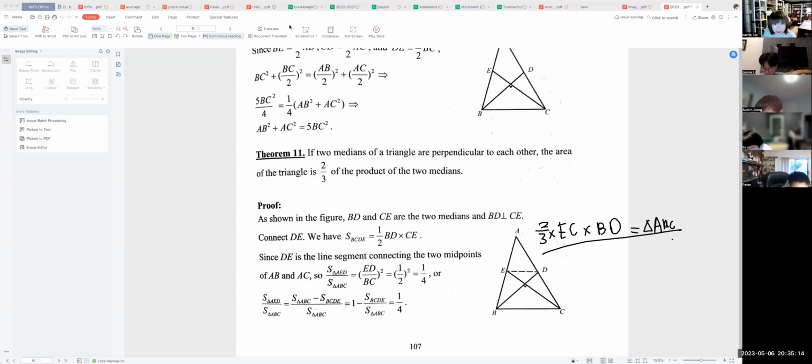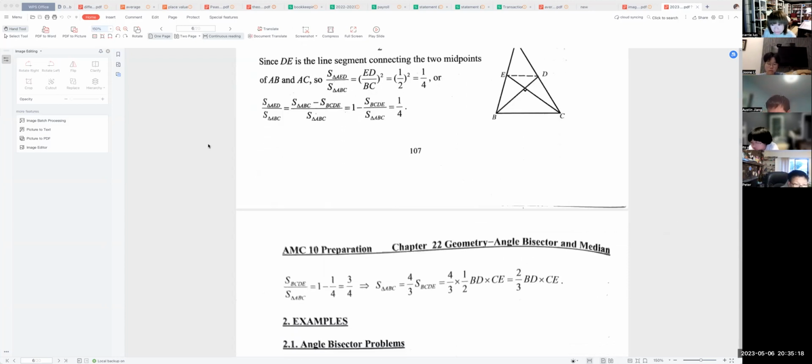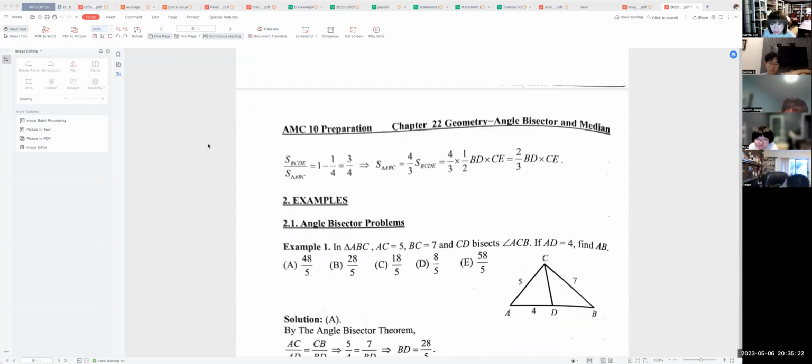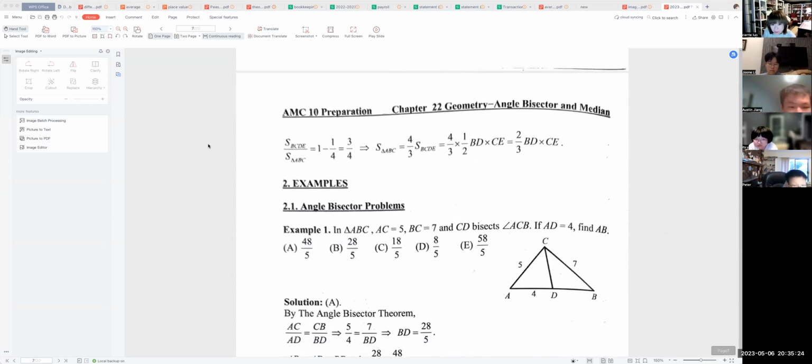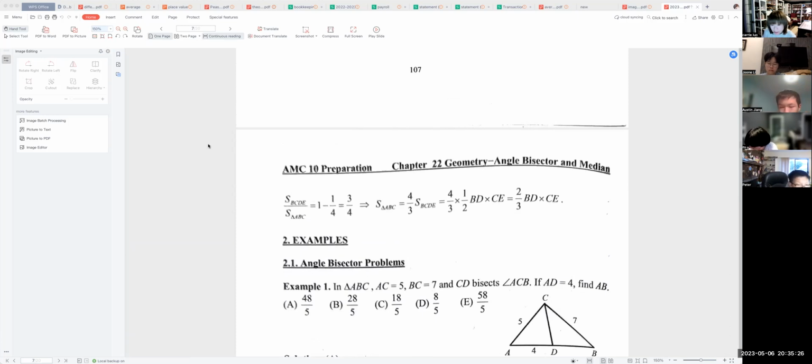Okay, when you finished, that's altogether like 11 different theorems. Okay, so let's take a look at this one. How are we going to use it? Okay, so the first one: in ABC, AC equals 5, BC equals 7, and CD bisects angle ACB. If AD equals 4, find AB.